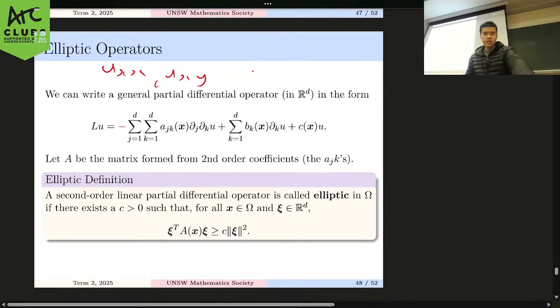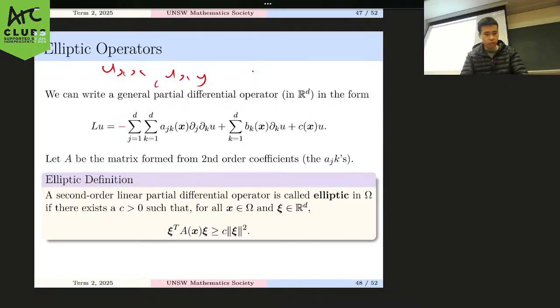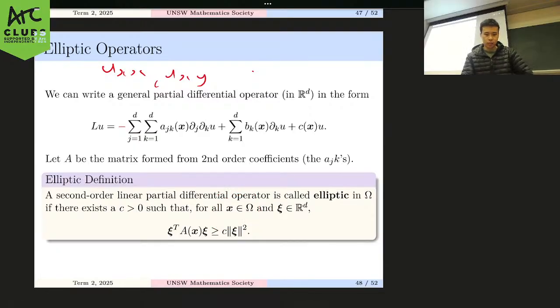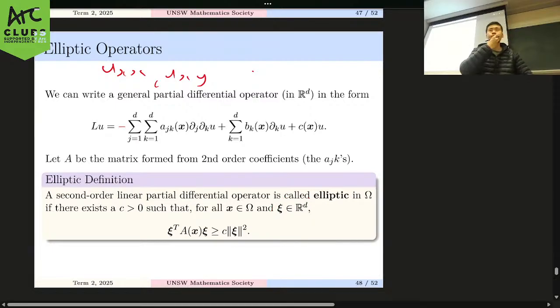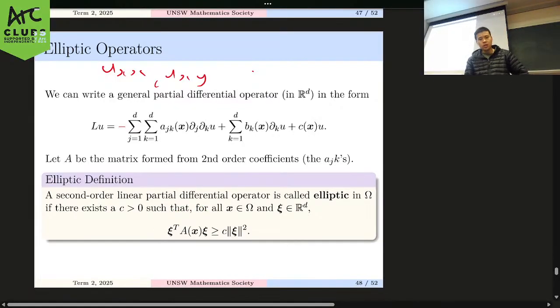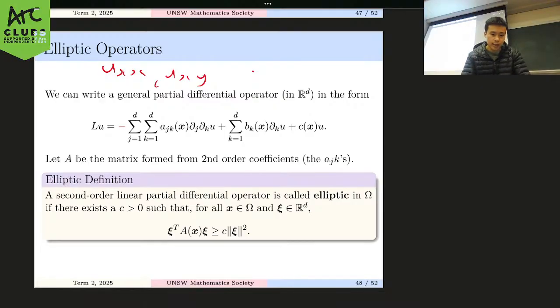But specifically, a second order PDE is called elliptic if on our region, whatever it is, there's a specific positive c value such that for any x within our domain, and any xi in the reals R^d for dimension d, then xi transpose multiplied by the matrix A of x, and then multiplied with xi again, is greater than or equal to that constant c multiplied by xi squared, the norm squared of it essentially.